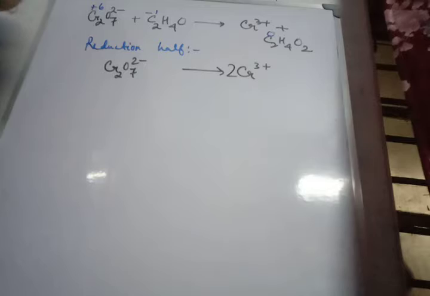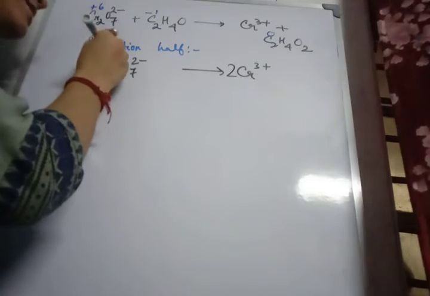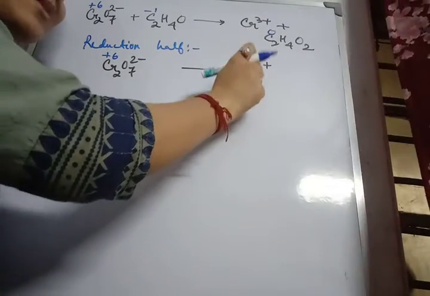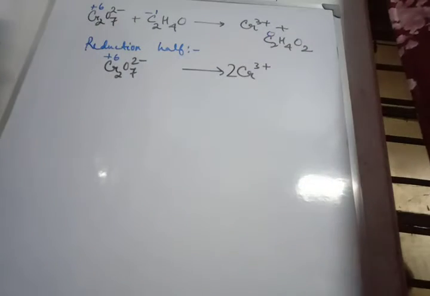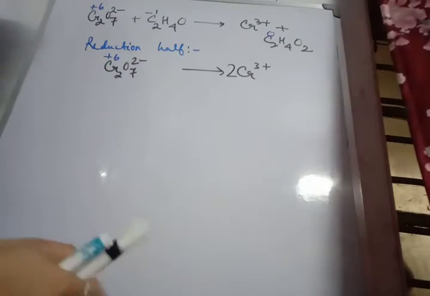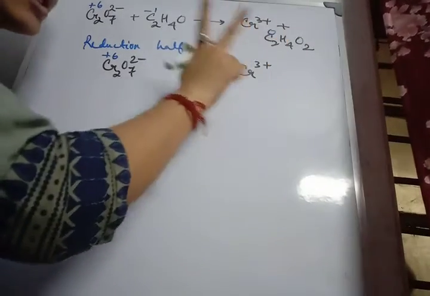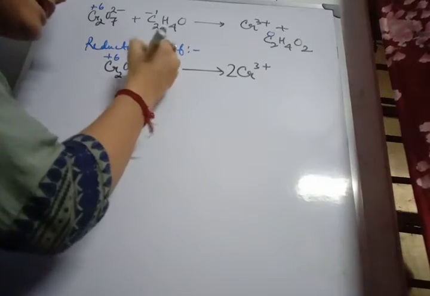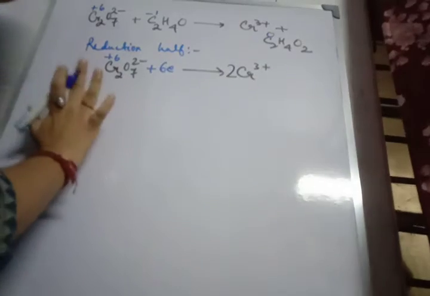Now we are going to calculate their oxidation states. Each chromium atom has +6 oxidation state on the left hand side, and each chromium atom has +3 oxidation state on the right hand side. So for 2 chromium atoms, the oxidation state will be +12, and on the right for 2 chromium atoms, it will be +6. To balance the oxidation state, on the left hand side I am going to add 6 electrons. So this is balanced in terms of oxidation numbers.